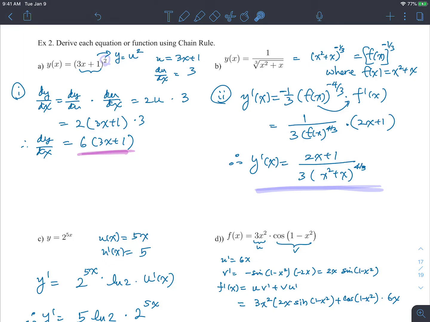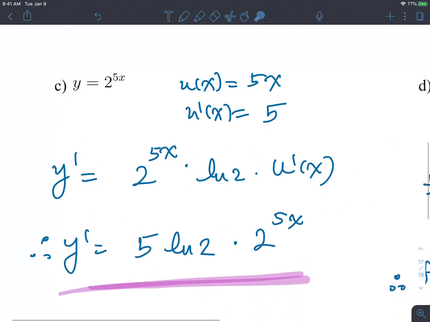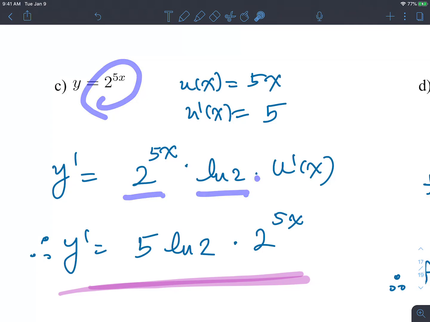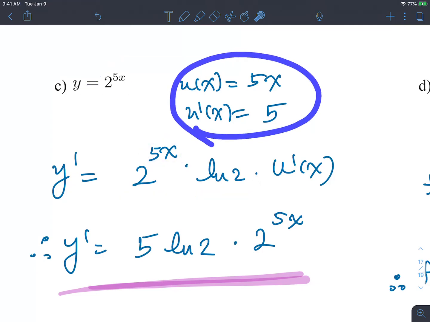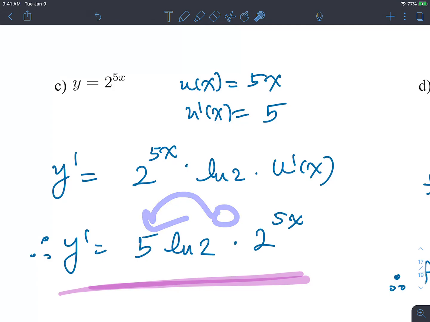Good. The next question, very similar, once again, as what we did earlier, ln of 2, so copy as it is, ln of the base times the derivative of that, which happens to be 5. So I did that separately and write it out. We're good. In this case, that was just a prime number, so we don't have to worry about it. If it's a number to the power, the great thing about log property is you can bring it to the front and simplify the expression that way.